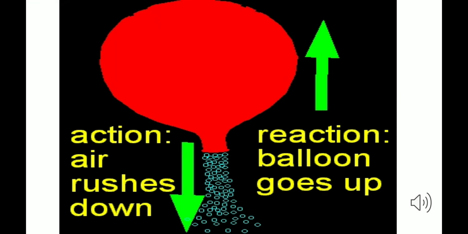This figure shows a balloon which was filled with air, and now the air has been released from the balloon. So the action is that air rushes down out of the balloon, and what is the reaction? The reaction is that the balloon starts moving upward. We have generally noticed this when preparing for birthday parties. When a balloon happens to burst or something, it moves upward. Okay, so let's see another one.